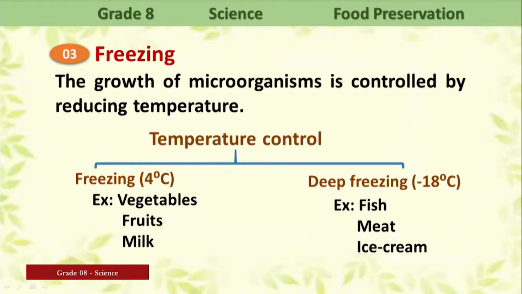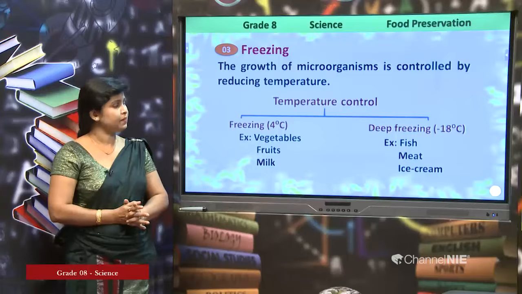Number one, freezing. Freezing requires a temperature of minus 4 degrees Celsius. Then vegetables, fruits and milk products are kept in a freezer. But through your experiences, you know that food items like fish, meat and ice cream are kept in a deep freezer. Inside the deep freezer, the temperature should be maintained at minus 18 degrees Celsius.